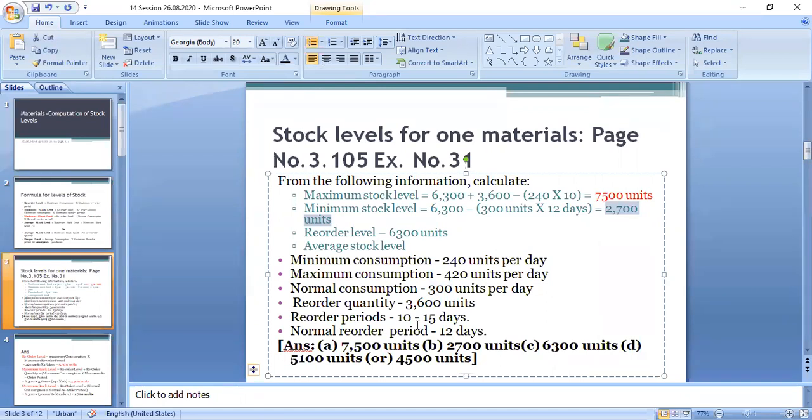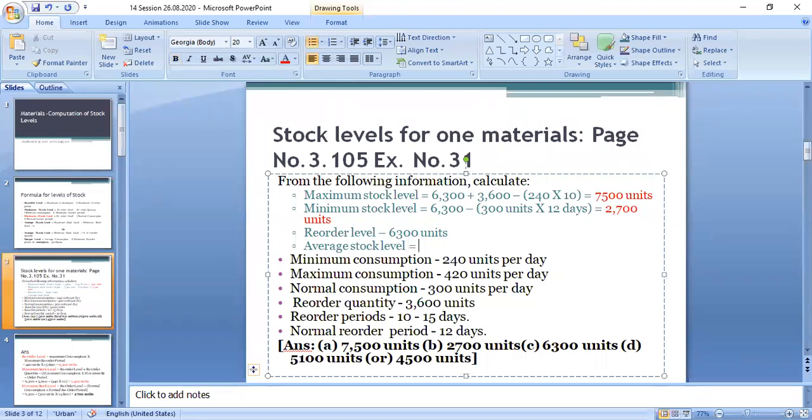Okay, where is our answer? The second one. So the minimum stock level is the second option, 2,700 units. So maximum stock level is over, minimum stock level is over, reorder level is over. Then you have to calculate the average stock level.